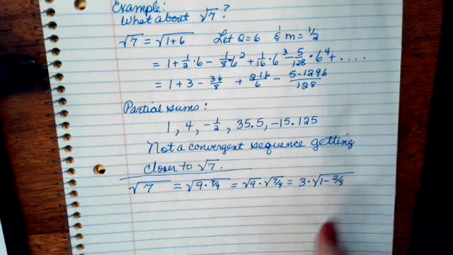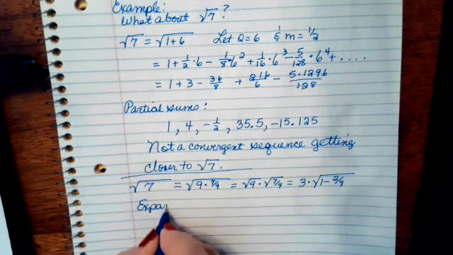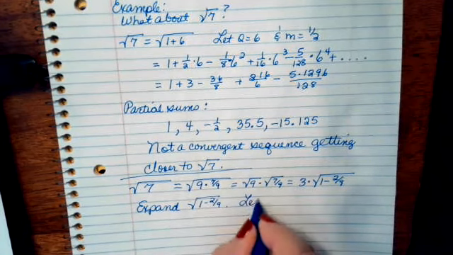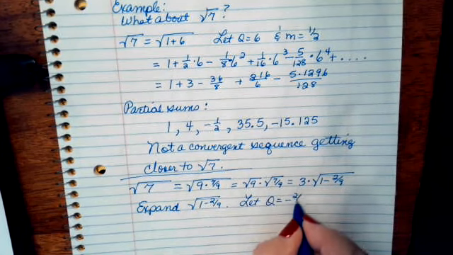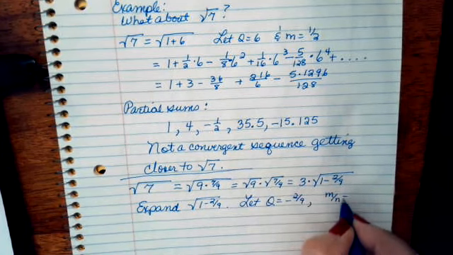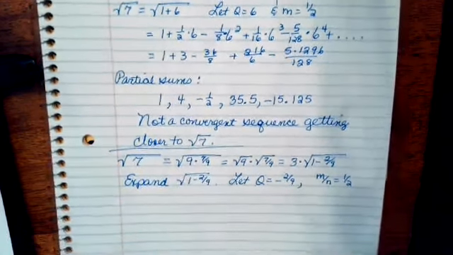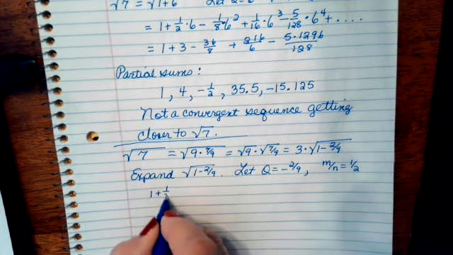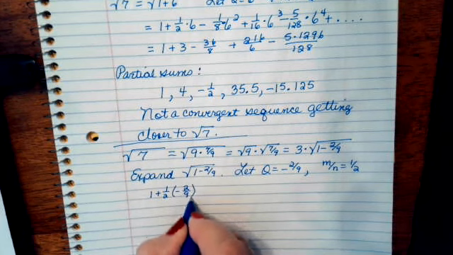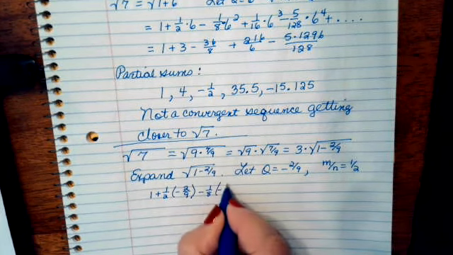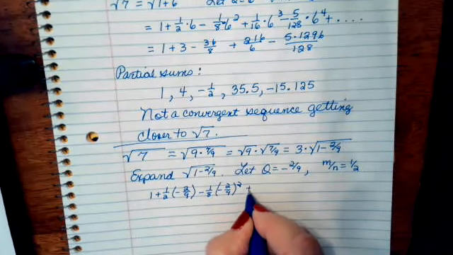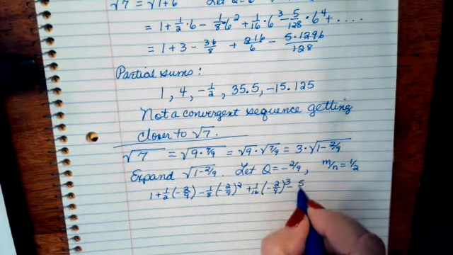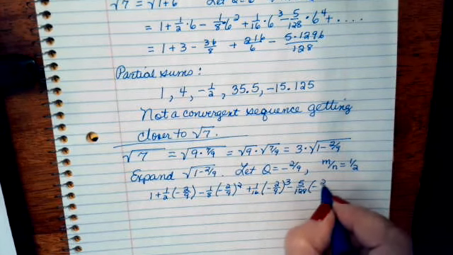And now what I'm going to do is expand the square root of 1 minus 2 ninths and let Q be negative 2 ninths. And my M over N is 1/2. And so when I do that, I'm going to get 1 plus 1/2 times negative 2 ninths minus 1/8 times negative 2 ninths squared plus 1/16 times negative 2 ninths to the third minus 5 over 128 times negative 2 ninths to the fourth.